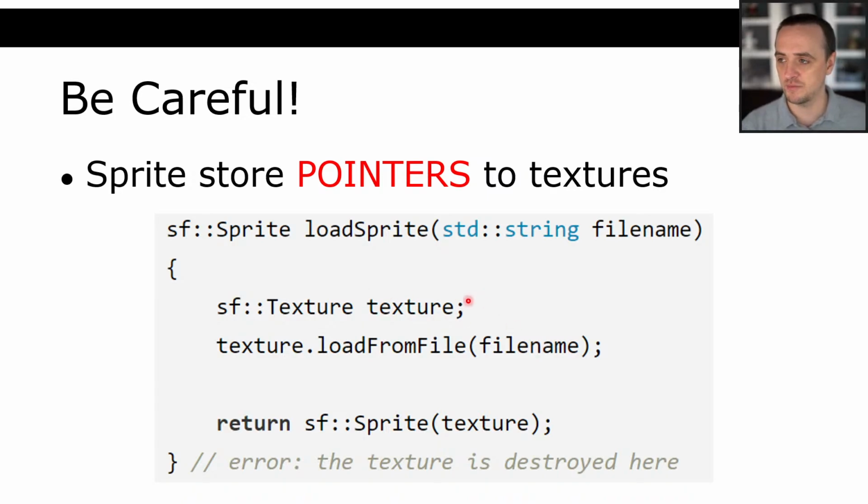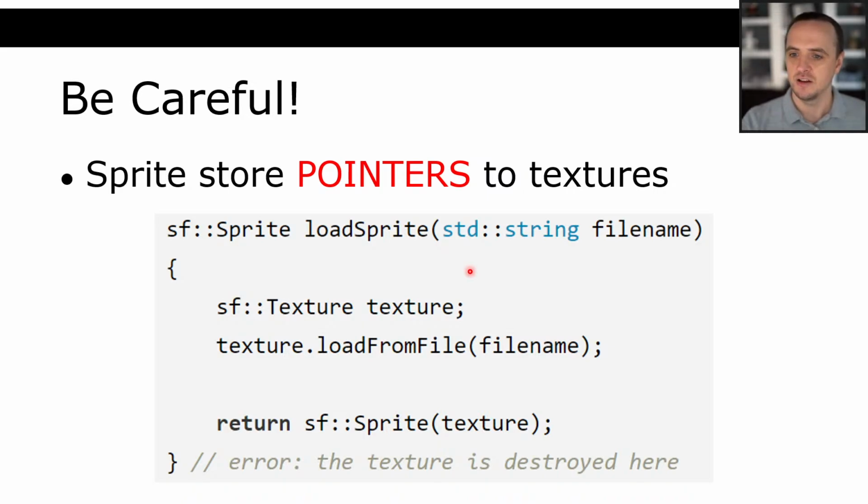So we've got our texture object that has now been created here. And then we're going to return an SF sprite based on that texture. However, the texture object is destroyed when this function leaves scope. So now we've got a sprite storing a pointer to a texture object that no longer exists. And so this would probably either crash when we tried to run it, because it's trying to dereference some pointer that no longer is allocated in memory, or it would draw like a white box to the screen or something like that.